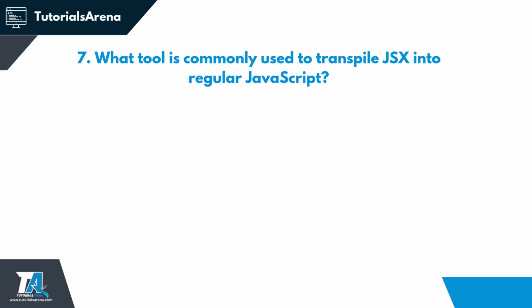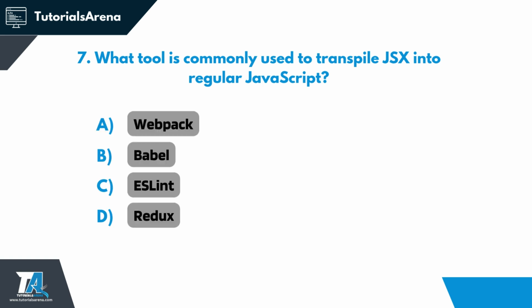Question 7. What tool is commonly used to transpile JSX into regular JavaScript? The options are: Option A, Webpack. Option B, Babel. Option C, ESLint. Option D, Redux. The correct answer is Option B, Babel. Moving on to the next question.